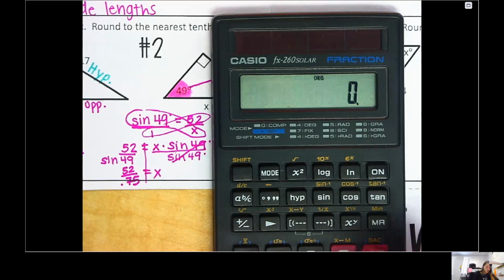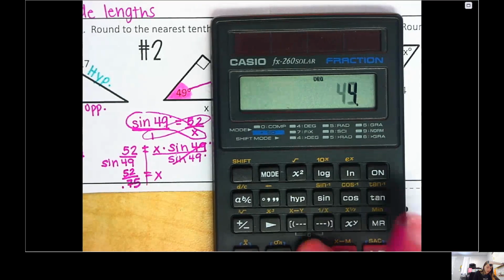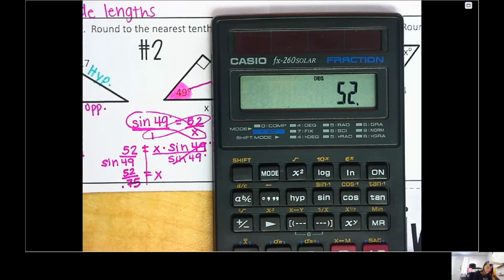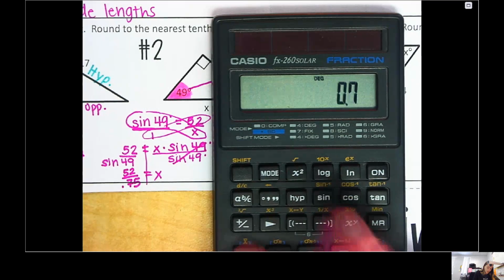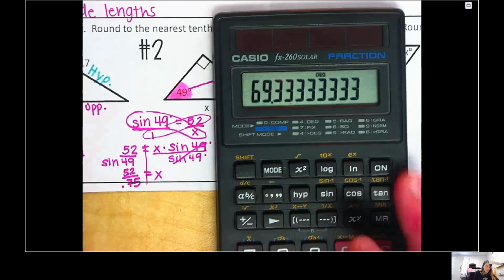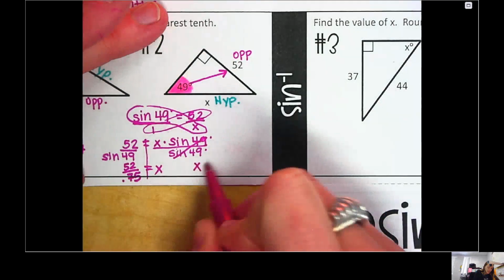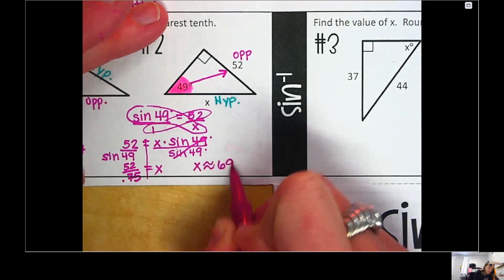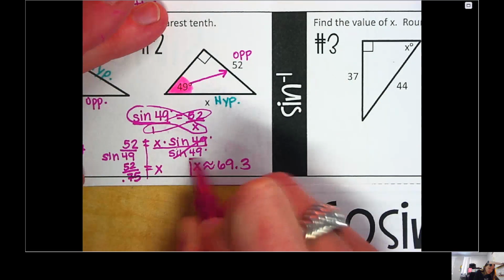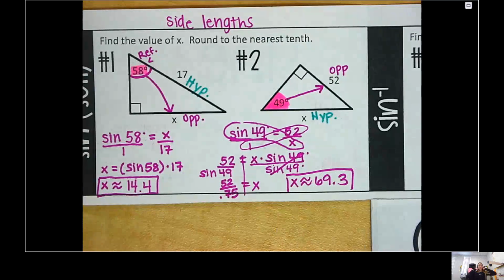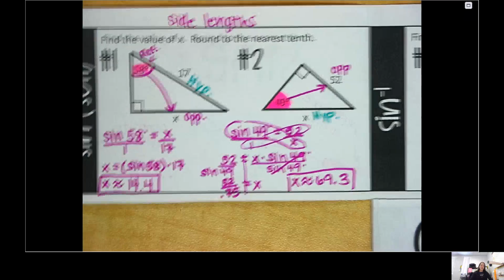Oh, did I push 45? Wait, 49. Okay, 52 divided by 0.75. Okay, so it's about 69.3. I'm sorry, I thought I pushed the button wrong. Okay, so x is about 69.3. Okay, there we go. So we found some unknown side lengths using the sine ratio.